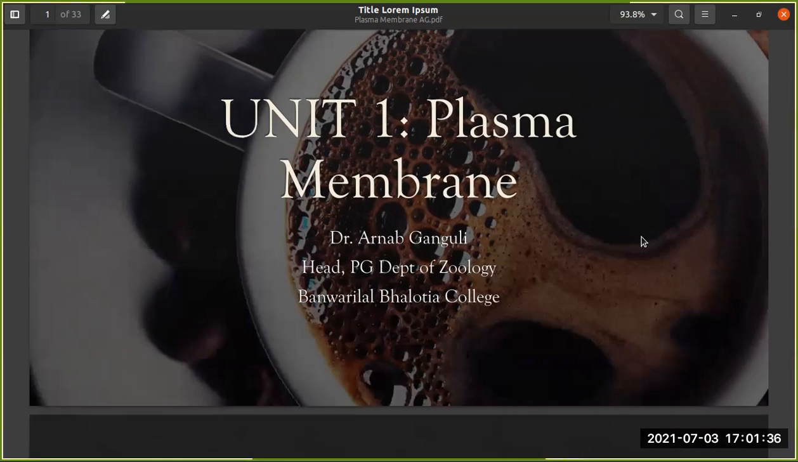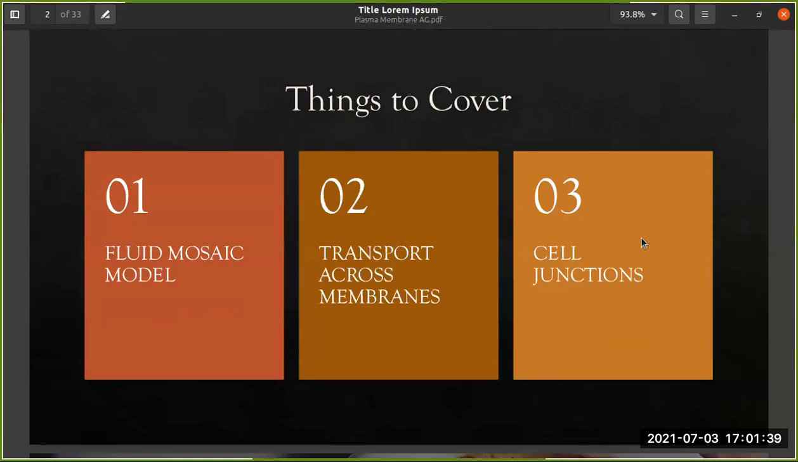Now, this topic is divided into three parts. In the first part, I will be talking about the fluid mosaic model. After I finish the fluid mosaic model, I'll leave for say 1 minute or a few seconds. You stay, or if you leave, you join by the same link you joined this with. Then I will start with transport across membranes, and then again I will take a 1 minute break, and then we will talk about the third part, that is cell junctions. So this is how today's class will progress.